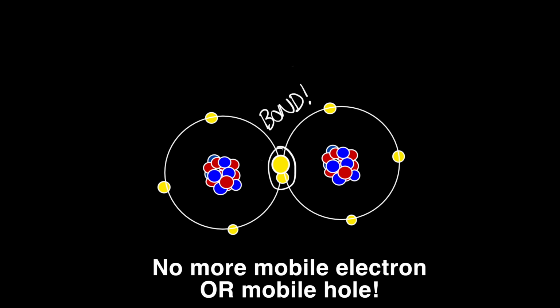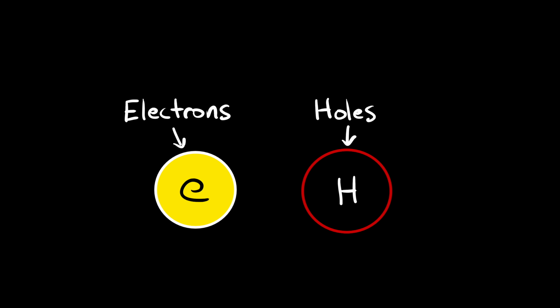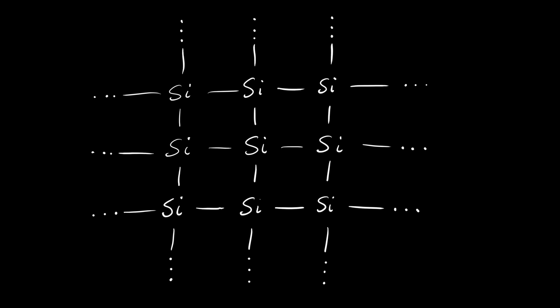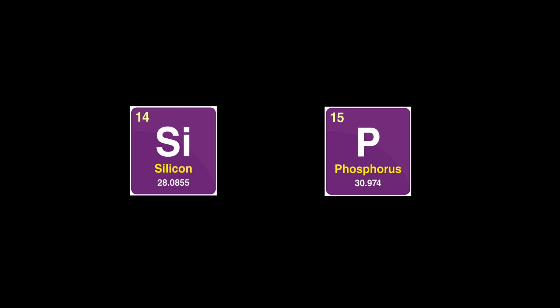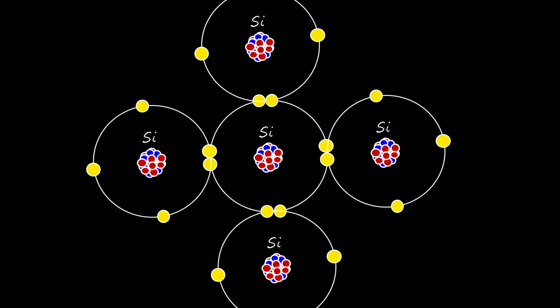When this happens, we lose both the mobile electron and the mobile hole. Okay, now that we understand electrons and holes, let's consider the following. What happens if we somehow swap an atom of silicon for something else, say, phosphorus? Phosphorus is 1 ahead on the periodic table, so it has 1 more proton and 1 more electron. Alright, let's swap. What do we have now?